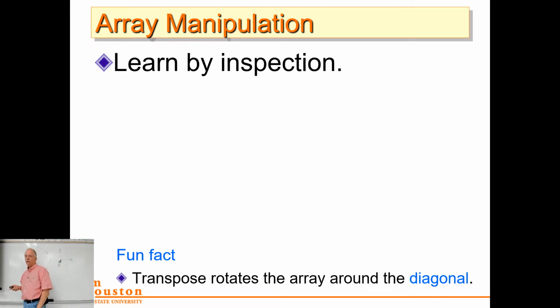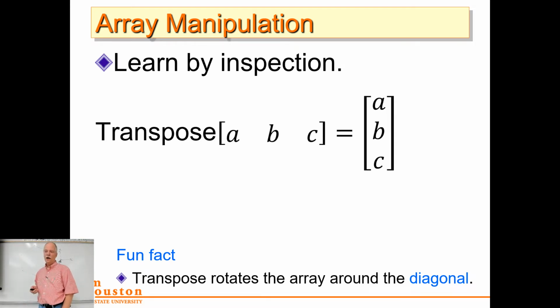And so let's learn by inspection. So what's going on here when I say transpose? If I transpose that row array, it becomes a column array. So that's what we mean by transpose. And it rotates around the diagonal.